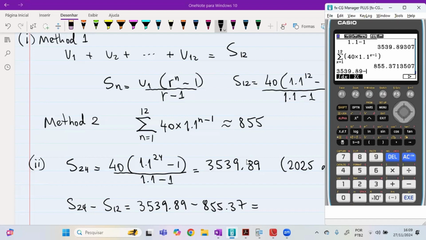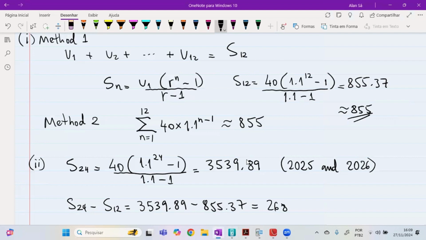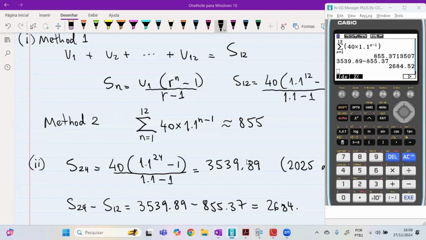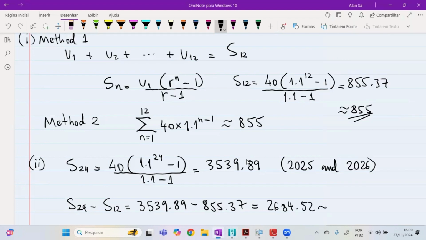3,539.89 minus 855.37 is 2,684.52, and this rounds to 2,685.